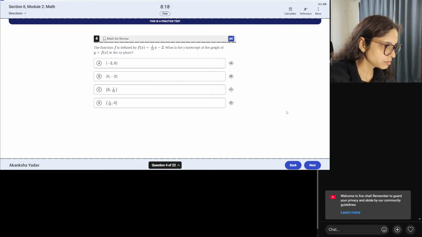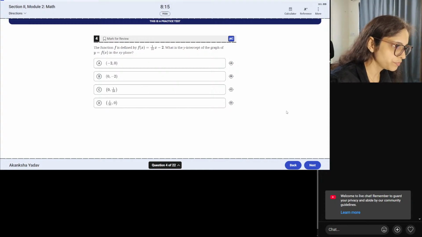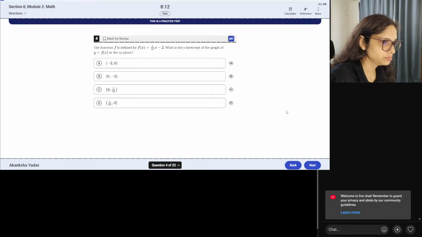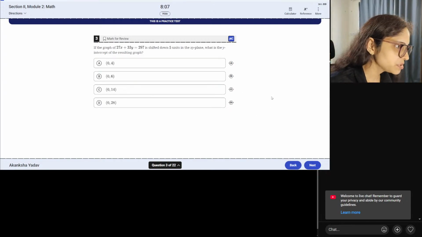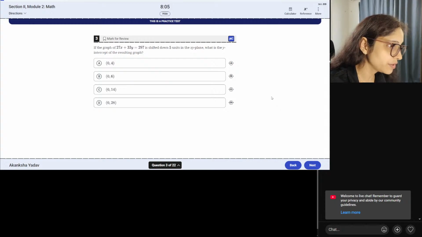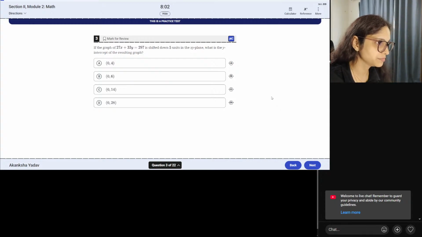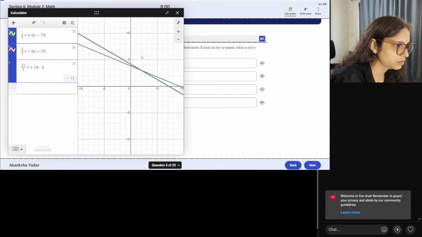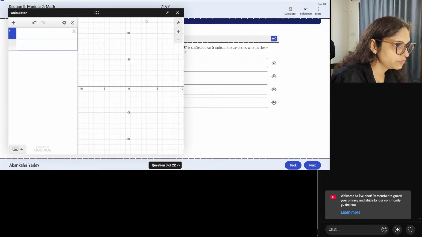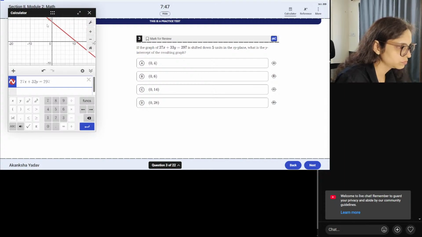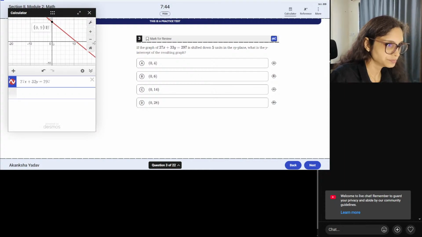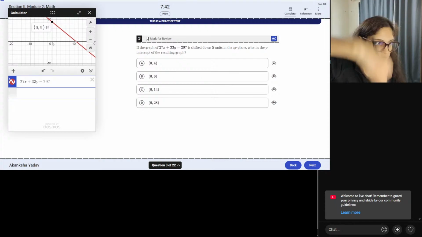f of x is 1/10 x minus 2. What is the y-intercept? 0, negative 2. The line 27x plus 33y is equal to 297 is shifted down 5 units in the xy-plane. What is the y-intercept? So we'll find the y-intercept for this one. 9. You're shifting down by 5, so 9 minus 5 is 4.